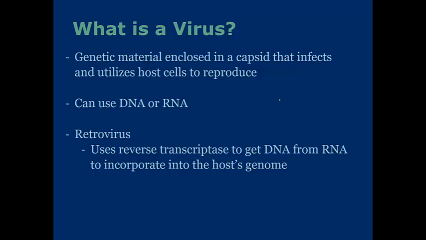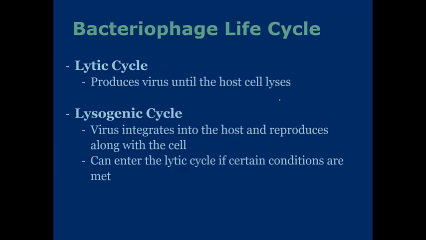Often, bacteriophages are the viruses that you will see on test day, since they are the vessels that are used as vectors in genetic engineering. Speaking of bacteriophages, they have two separate kinds of life cycles. The first being the lytic cycle. This produces virus until the host cell lyses. It's a very hostile takeover, and the cell's machinery is taken over and forced to produce virus until the host cell bursts.